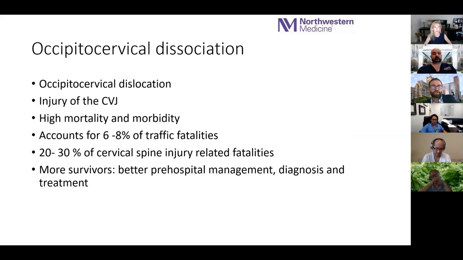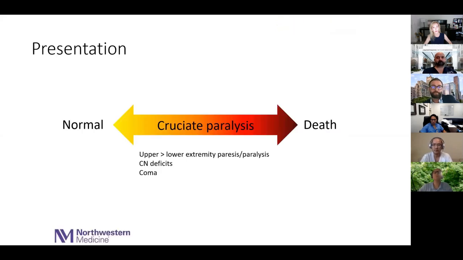occipital cervical dissociation: high mortality and morbidity, 20 to 30% of cervical spine injury-related fatalities. So a lot of these patients die on the scene. But with better pre-hospital management, we're seeing more survivors, and we're seeing patients who are intact on presentation. That's why you don't want to miss this. The spectrum of presentation can be normal, can be death, and in between, cruciate paralysis.